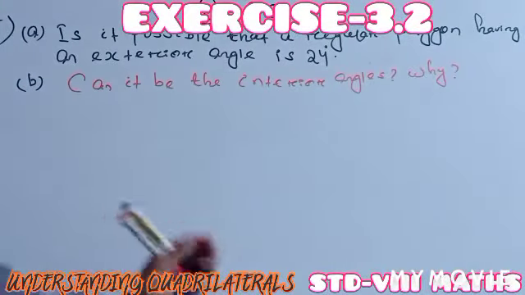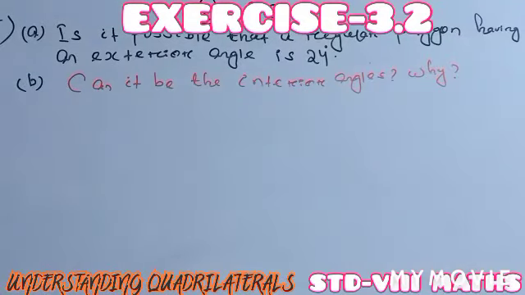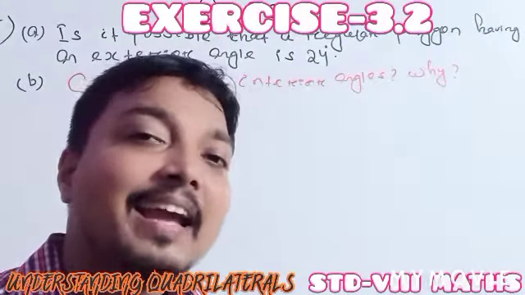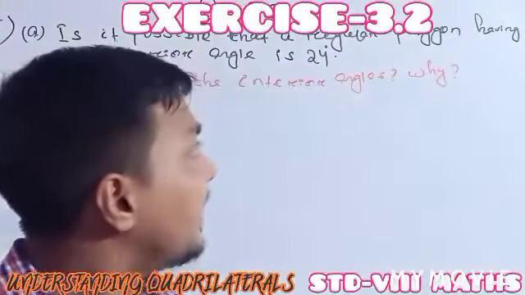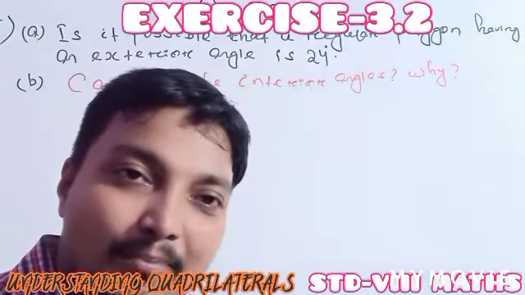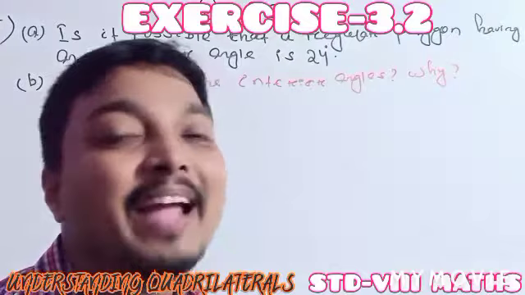Next, in question number 5, it is given: is it possible for a regular polygon to have an exterior angle of 24 degrees? A regular polygon, its exterior angle is 24 degrees. Is it possible or not possible? See, a regular polygon has each exterior angle 24. It means the polygon has how many sides? Each exterior angle is given, so we just have to check how many sides the polygon has.